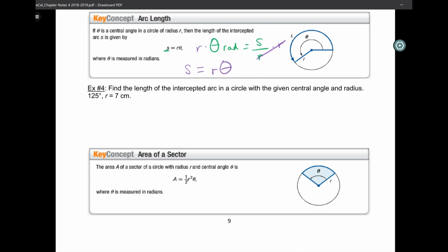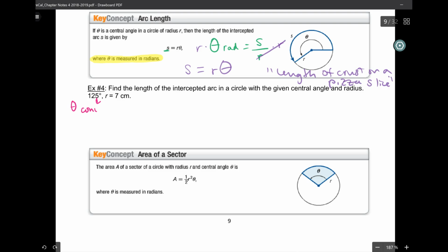A good way to think about this is the length of crust on a pizza slice. That's what we're talking about when I say the length of the arc. I want to point out that this theta must be in radians. So for example 4, it says find the length of the intercepted arc in a circle, aka the length of crust on a pizza slice, with the given central angle of 125 degrees and radius of 7 centimeters. We need to convert that angle into radians.